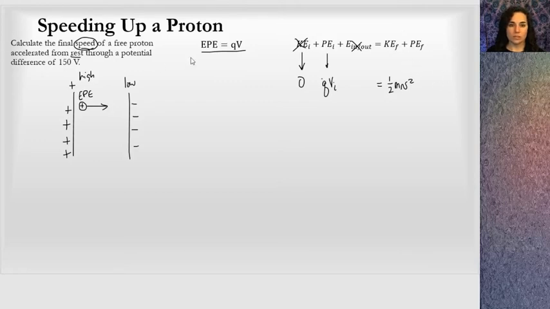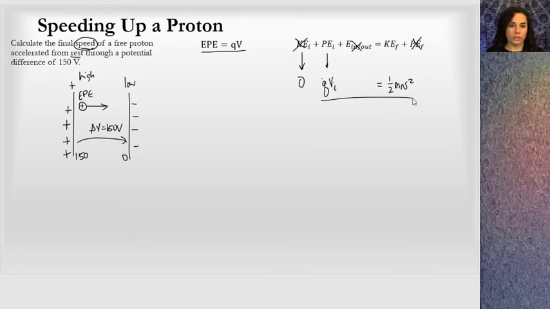And the final electric potential energy, well, it says it goes through a change in voltage of 150 volts. So what I'm saying is it's 150 here and 0 here. That may not actually be the case, but generally in a constant electric field, it will have a voltage of 0 near the negative charges. So we have a plus 0 here, that's a 0.